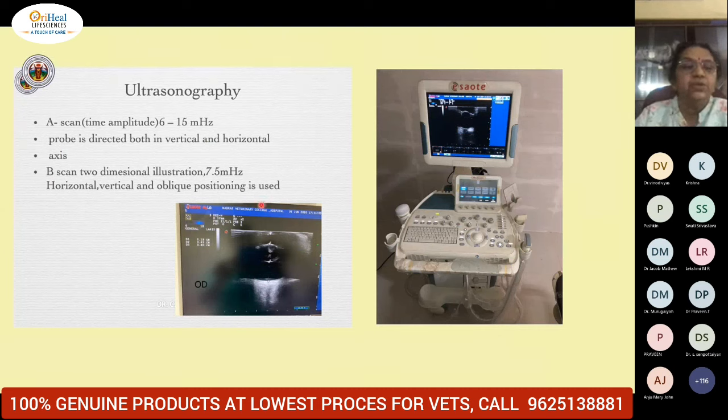Then ocular ultrasonography is also gaining importance, along with the ultrasonography you do on other systems. A scan is mainly an amplitude scan, whereas this is a B scan, B-mode ultrasound. The frequency you should use is, maximum 7.5, but you can use up to 18 Hz. And you can employ different positions: horizontal, vertical, and oblique positioning.